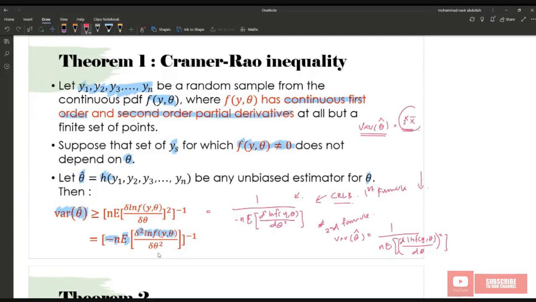So this value should be equal to either the first formula or the second formula. If this value is equal to the first formula or the second formula, then we can say that theta hat is the minimum variance unbiased estimator. Right, so this is an efficient estimator.